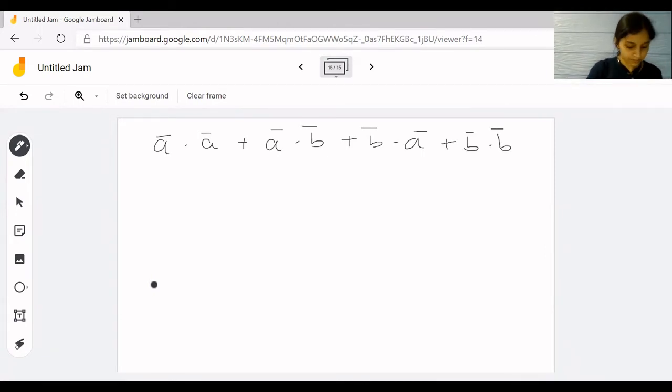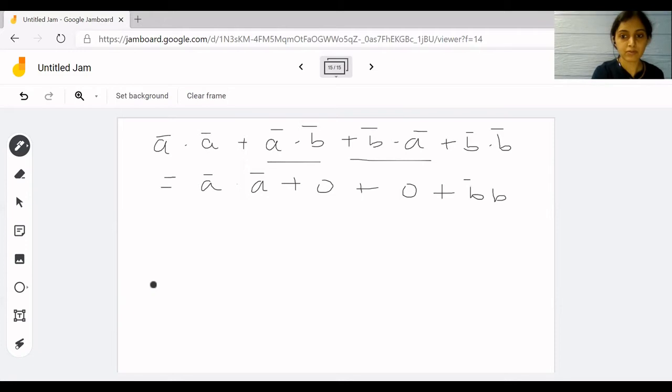Now, a bar dot a bar, and when the vectors are perpendicular, the cross terms are 0, so plus b bar dot b bar. That is a square plus b square. The dot product of the same vectors is the square of the magnitude.